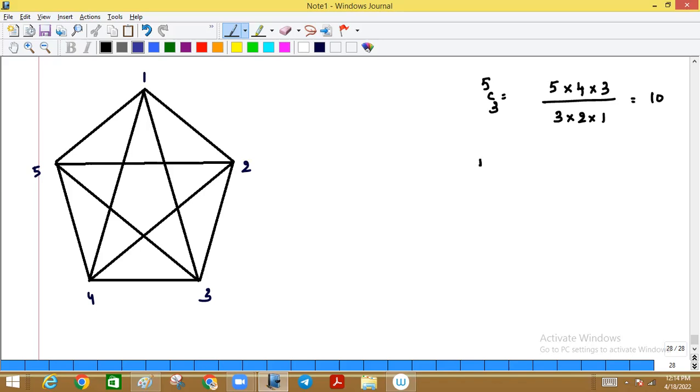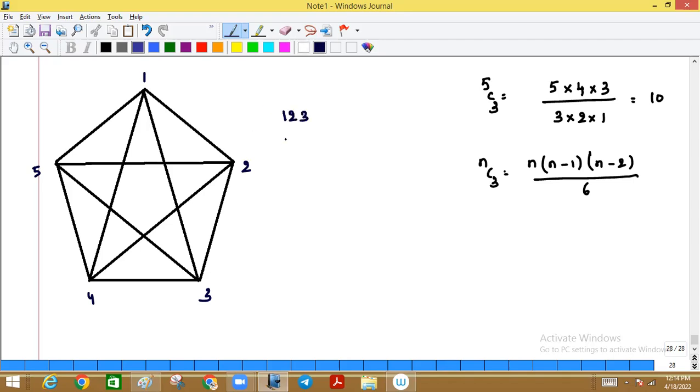But what is the formula for nC3? n into n minus 1 into n minus 2 divided by how much? 6, because 3 into 2 into 1 is 6. This is the formula for the number of triangles formed by using the vertices of an n-sided polygon. If you want me to show whether it is 10 or not, okay.